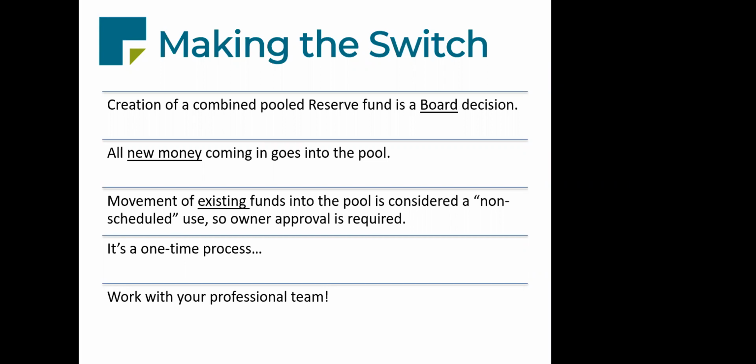And lastly, I would highly, highly recommend that if you're considering going this route, talk to your CPA, maybe talk to your attorney. If you've got a reserve study provider, definitely involve them in the process. Make sure that you're going through this process correctly. You don't want to mess it up, but once you do pool your reserves, I can absolutely tell you with confidence that's going to be a better situation for your association.